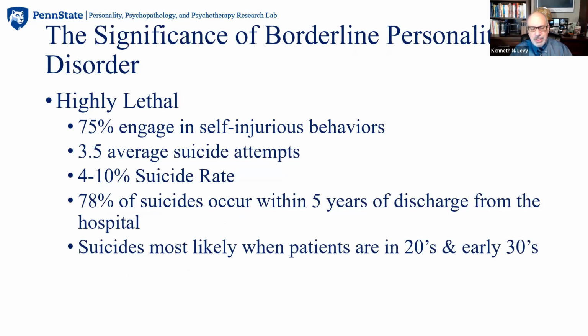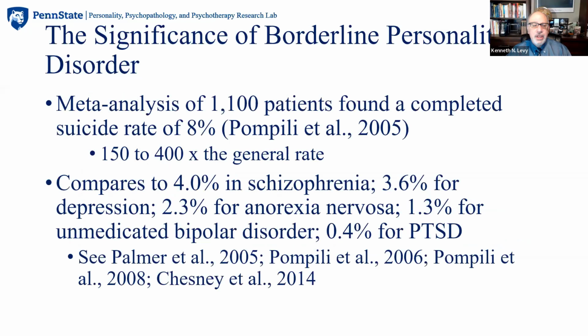And 78% of the suicides in borderline personality disorder occur 5 years after discharge from a hospital, and most likely occur with patients in their 20s or 30s. So if you're treating a patient who has engaged in self-injurious behaviors, who has been hospitalized and recently discharged, and who's in their 20s or 30s, you have a highly lethal patient. And so the significance is high for this.